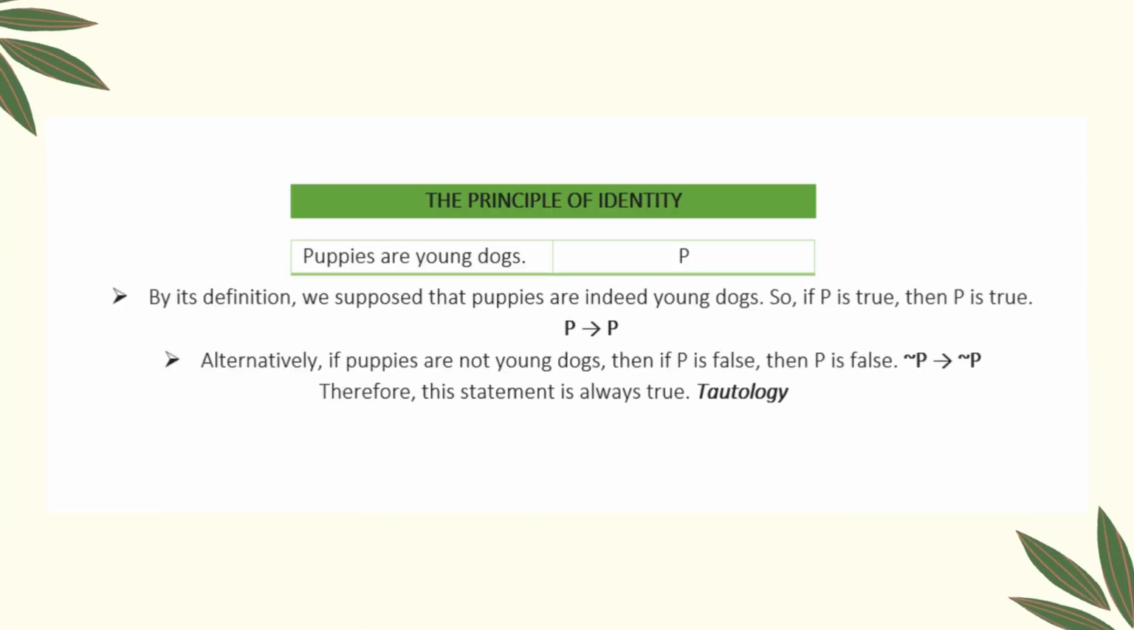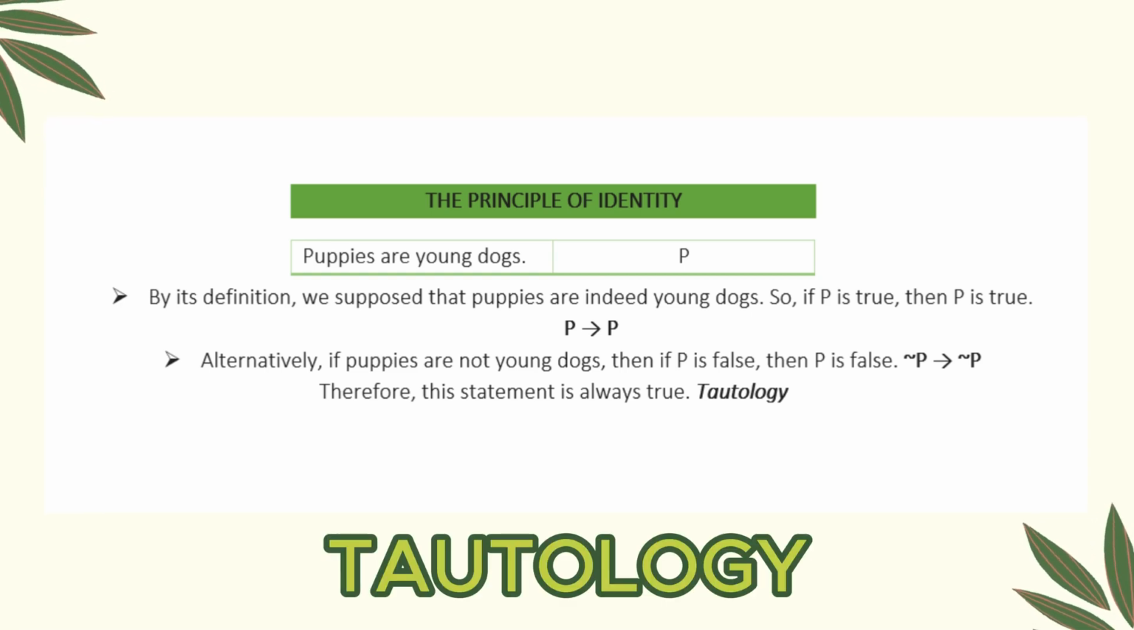To better understand it, let us consider these examples. For the principle of identity, by its definition, we suppose that puppies are indeed young dogs. So, if P is true, then P is true. If P, then P. Alternatively, if puppies are not young dogs, then if P is false, then P is false. If not P, then not P. Therefore, this statement is always true. This is what we call tautology.